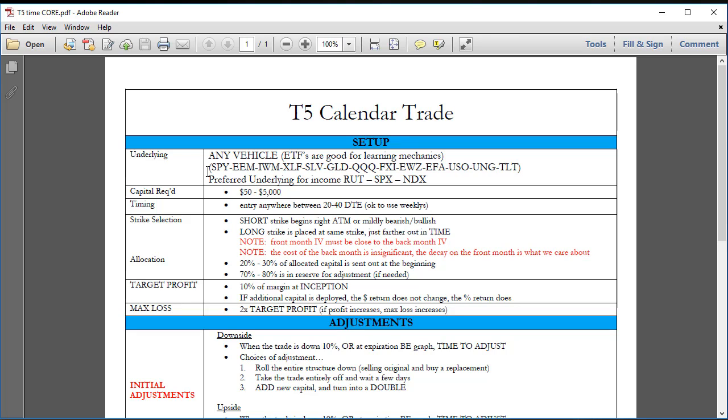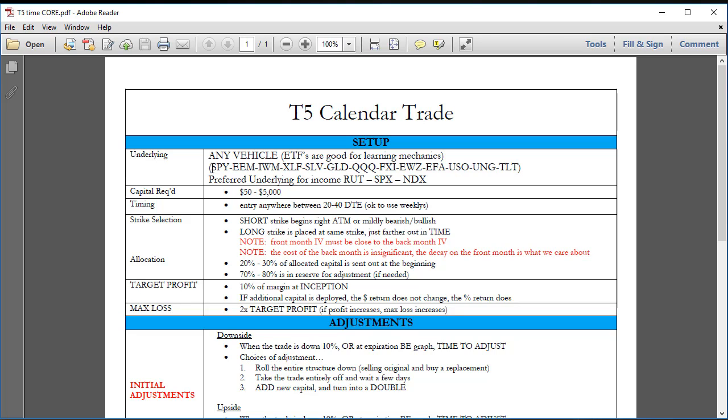Similar to the T4, we want to be focusing on highly liquid underlying assets that have lots of volume, lots of open interest, tight spreads, easy to get in and out of. No penny stocks, nothing where you might be the only market in it or something like that. We want to be able to get in and out of these trades relatively quickly.